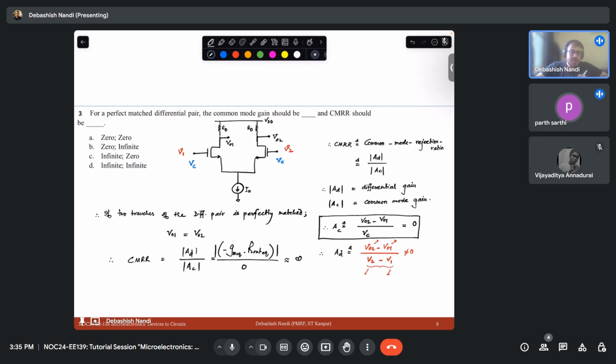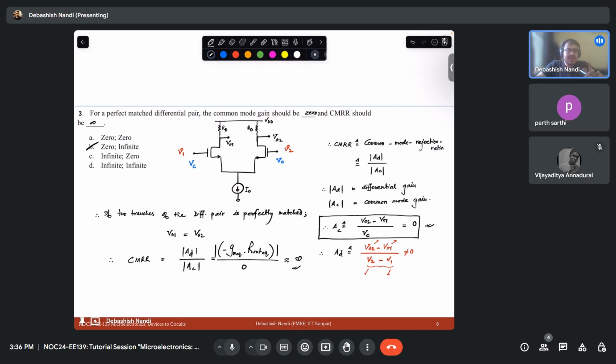Okay. So for a perfectly matched case, your common mode gain is 0 and your CMRR is infinity. So this question does not concern whether it is BJT or MOSFET. As long as both the pairs are identical, you have your AC equal to 0, but that is very difficult to make. That we will discuss later, why it is difficult. And your CMRR is infinity.